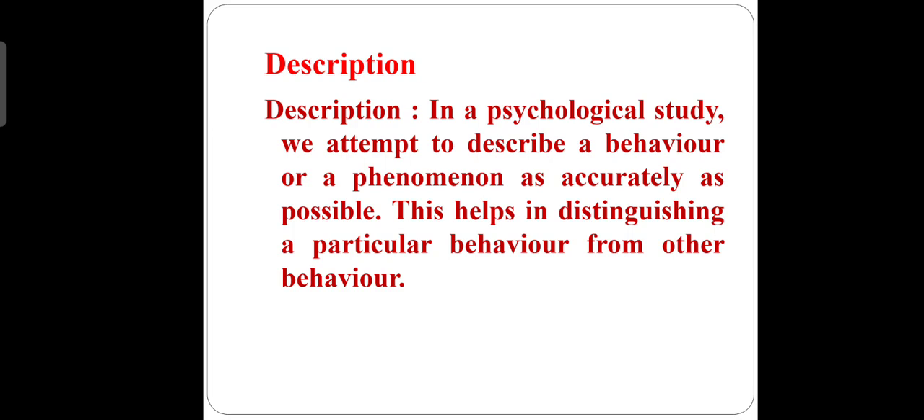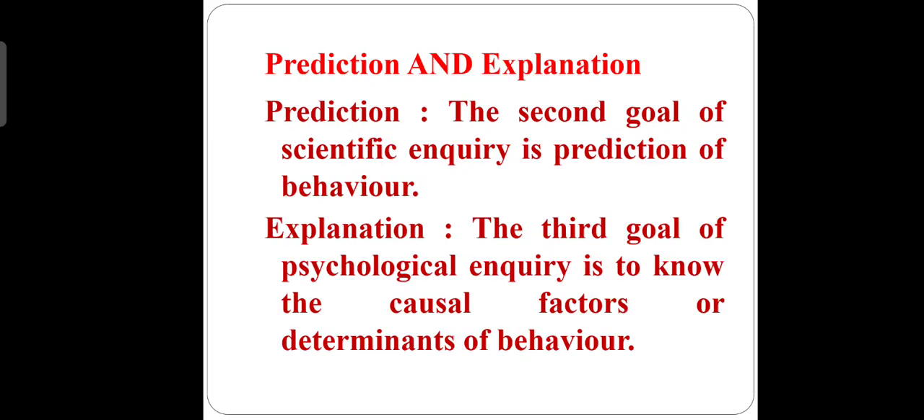Next, prediction. The second goal of scientific inquiry is prediction of behavior. On the basis of study, for example, a researcher is able to establish a positive relationship between the amount of study time and achievement in different subjects. That means we can predict the relationship between study time and achievement. And prediction becomes more accurate with the increase in the number of persons observed.